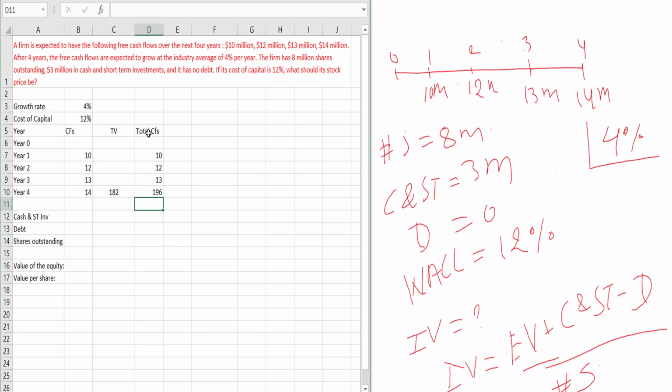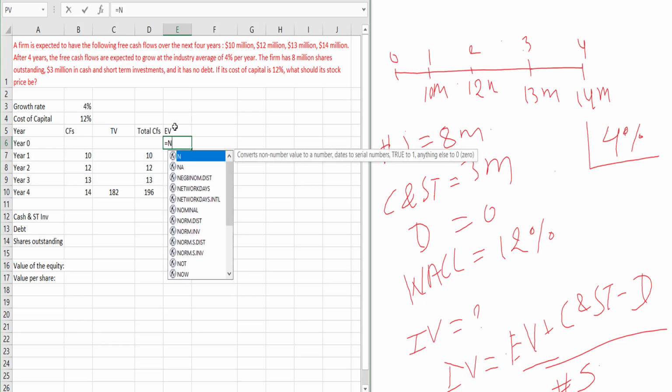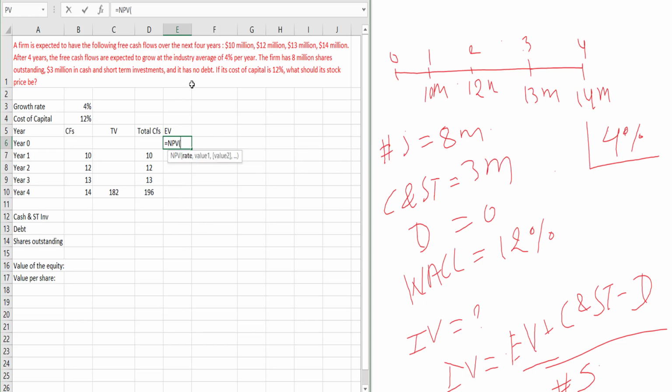Once you compute these total cash flows, you can compute the enterprise value using Excel's NPV function. Remember, enterprise value is the present value of all its future cash flow and the terminal value. That's why you can say NPV, and the rate is the cost of capital, the discount rate, comma, all the future cash flow. So that gives you the enterprise value, which is 152.31 is the enterprise value.